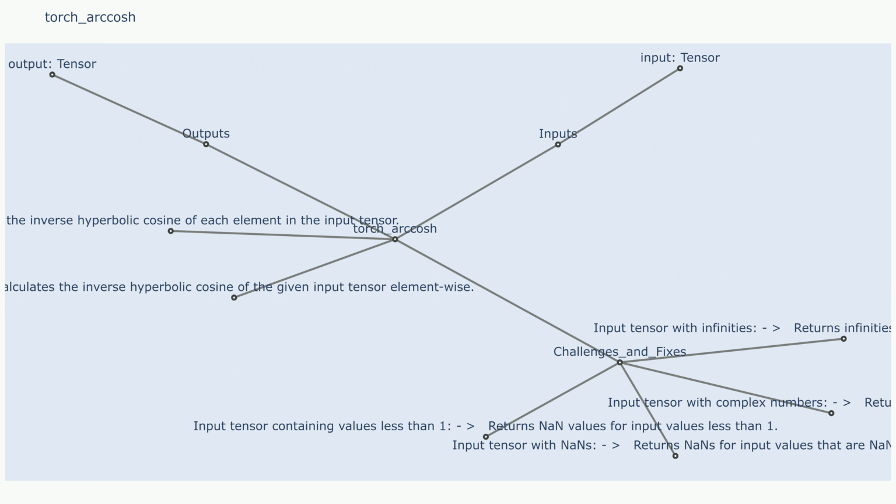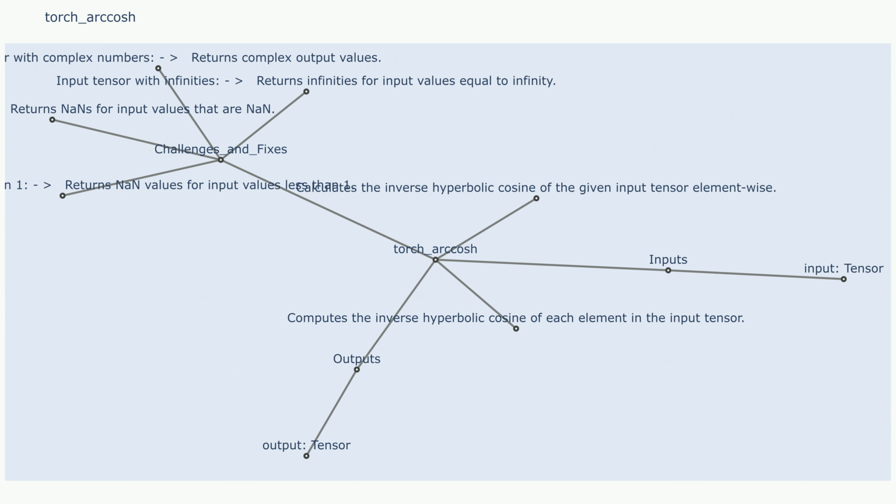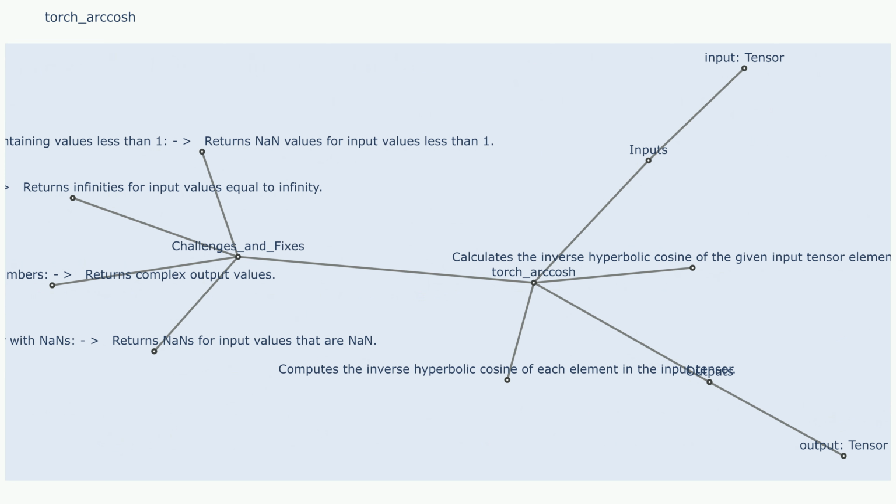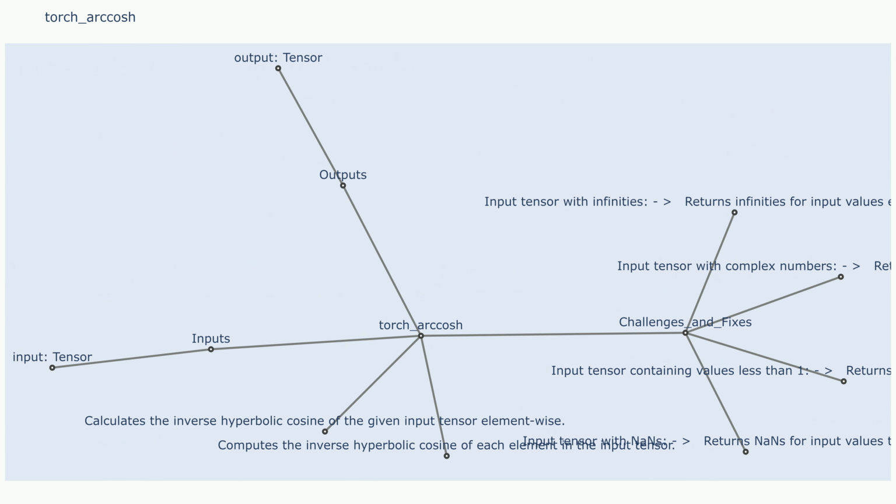Steps. Step 1, the function takes each element from the input tensor. Step 2, for each element, it calculates the value whose hyperbolic cosine is equal to the input element. This calculation is performed using the mathematical formula for the inverse hyperbolic cosine. Step 3, the calculated values are then stored in a new tensor, which is returned as the output.